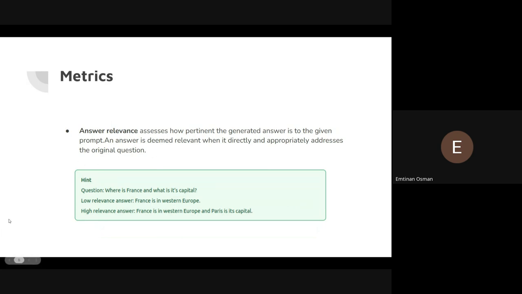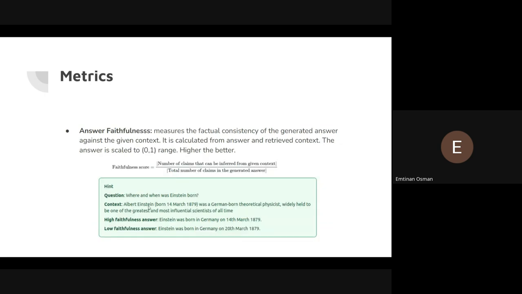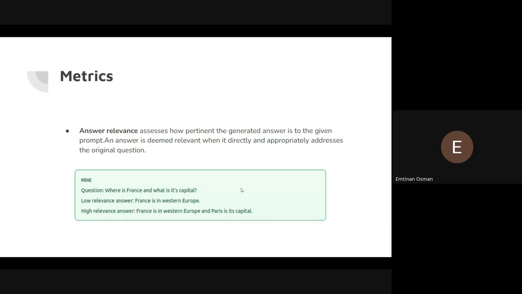Another metric is the answer relevance. Basically, given the question, is the answer relevant to the question, or is it something not relevant? So the question is asked, there is a context that is retrieved, and there is an answer. The answer could be from the context that was retrieved, so high faithfulness, but not relevant to the question. For example, here is Einstein: where and when was Einstein born? If the answer was instead that Einstein is a theoretical physicist, this answer is from the context, high faithfulness, but it is not the answer to the question. It's not relevant to the question. So that would be a low relevance.